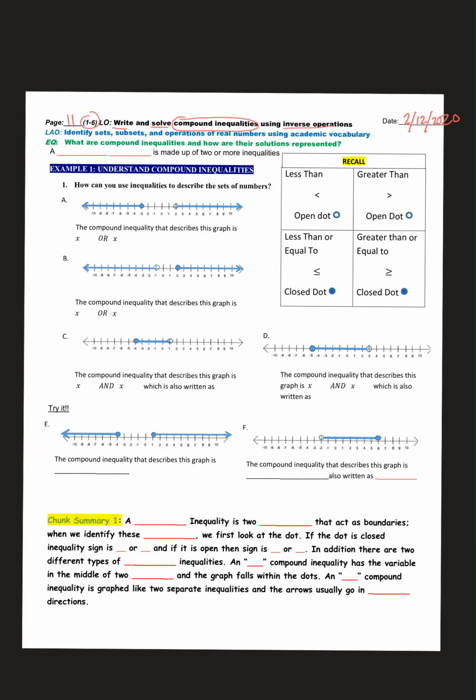Our language acquisition objective is to identify and solve compound inequalities using academic vocabulary. Sorry for that typo. And our essential question is, what are compound inequalities and how are their solutions represented?